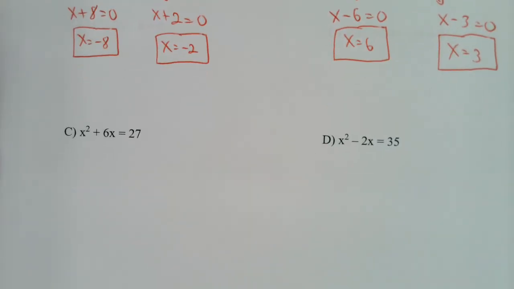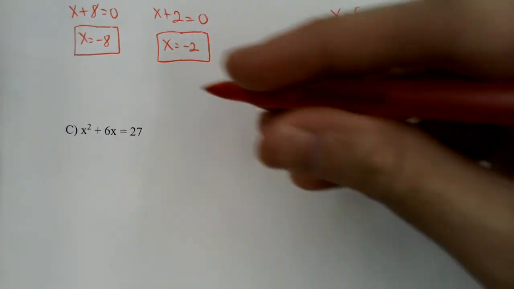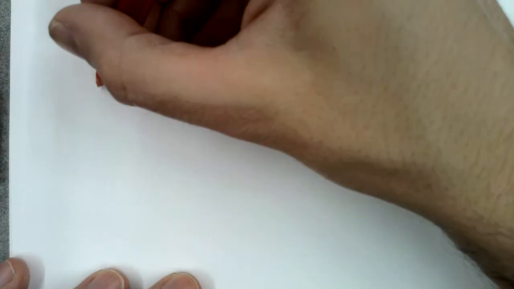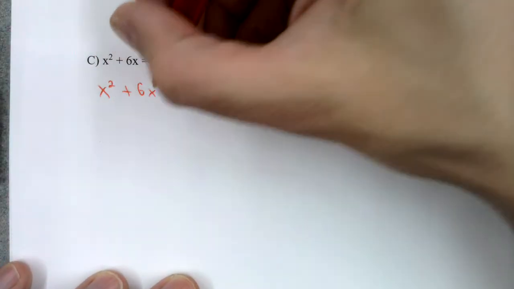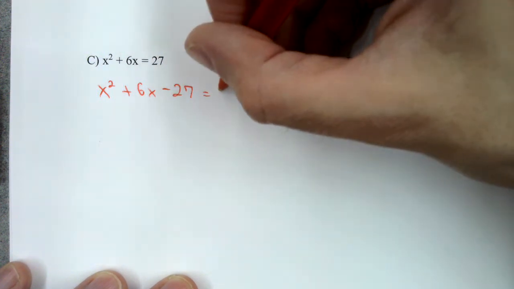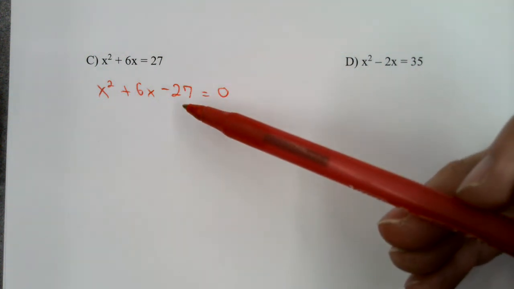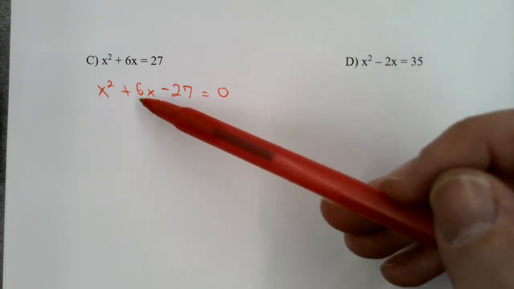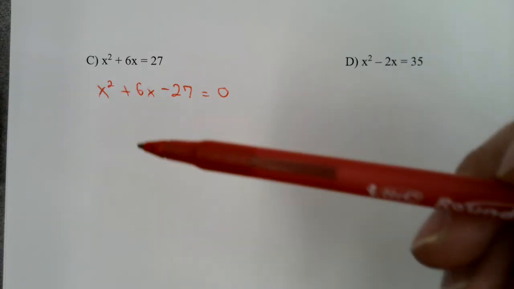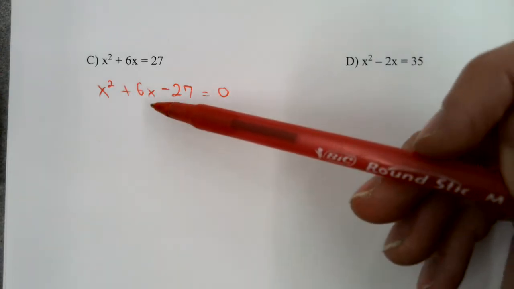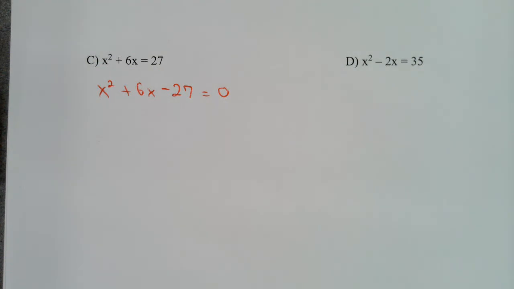This next one, part C. First, you have to get the equation equal to 0, so subtract 27 on each side. It gives you x squared plus 6x minus 27 equals 0. Now there's no GCF on the left, so you can look for two numbers that multiply to negative 27 and add to 6.